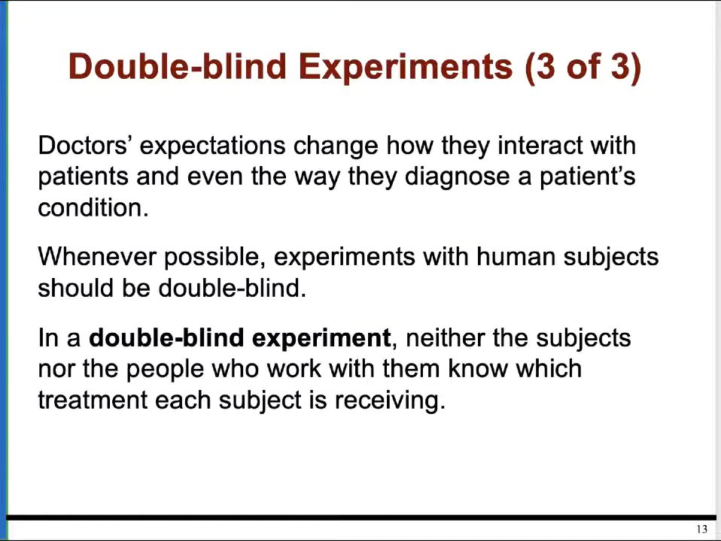So with that in mind, we are often going to use this double-blind experiment where neither the subjects nor the people who work on them will know the treatment each subject is receiving, because doctors' expectations can change how they interact with a patient, and patients' expectations can change their outcomes. So whenever possible, anytime you have an experiment with human subjects, it really should be double blind.